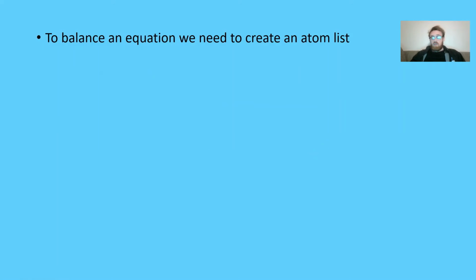So this is how we're going to do it. Don't write this down. This isn't for your notes. We'll do a proper note in a minute. In order to balance the equation, we need to create an atom list. So we have this equation. We have Zn, zinc, reacting with HCl, which is hydrochloric acid. You don't need to know that, by the way. You'll learn that in the acids and bases topic. That reacts to give zinc chloride and hydrogen gas.